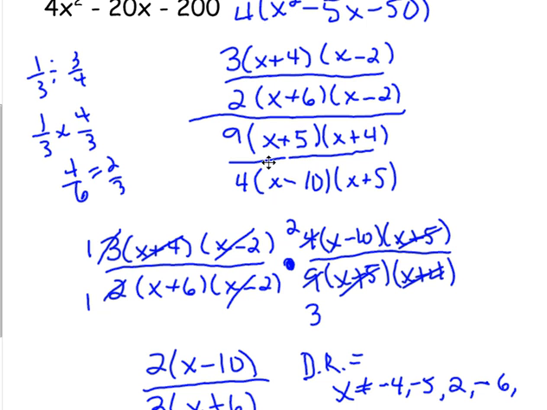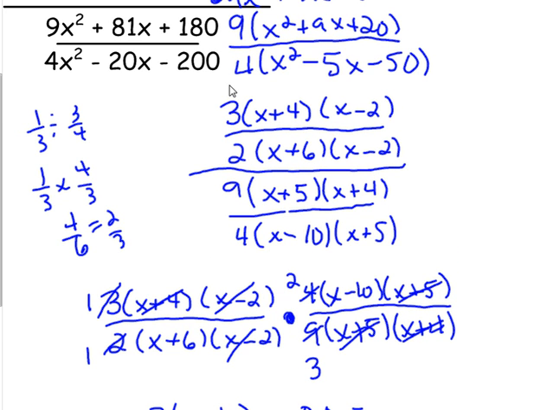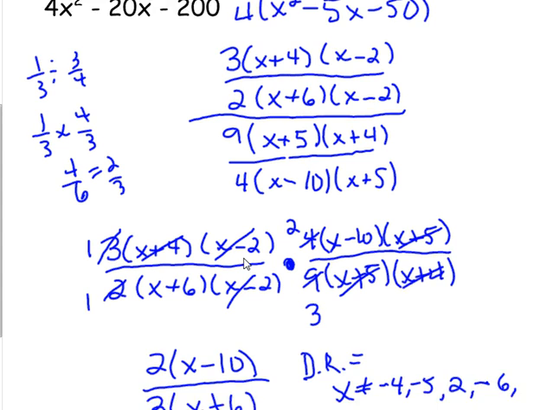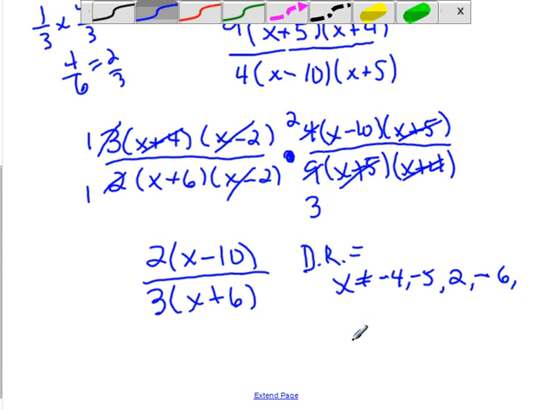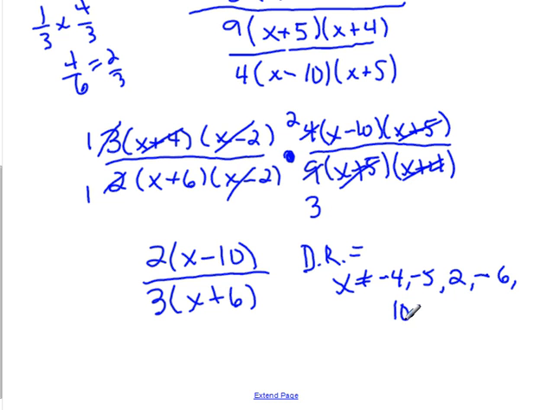So it looks like we also have to include positive 10, because that would make this one dividing by 0. So you have to go back up into the original problem and determine, am I dividing by 0 other places, and those are also included in the domain restrictions. So another one would be positive 10. So we'll write that down. There we go. Okay, so that's it for that problem.